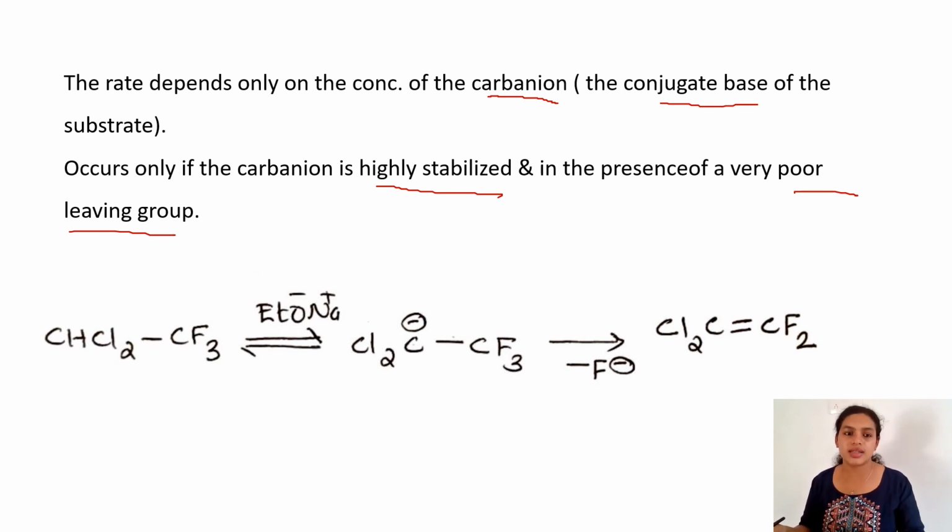Please check that the substrate is dichloro trifluoro ethane. Dichloro trifluoro ethane is the substrate, and you are treating this with a strong base to give dichloro difluoro ethene as the product. In this reaction, the mechanism proceeds via the actual E1CB mechanism.